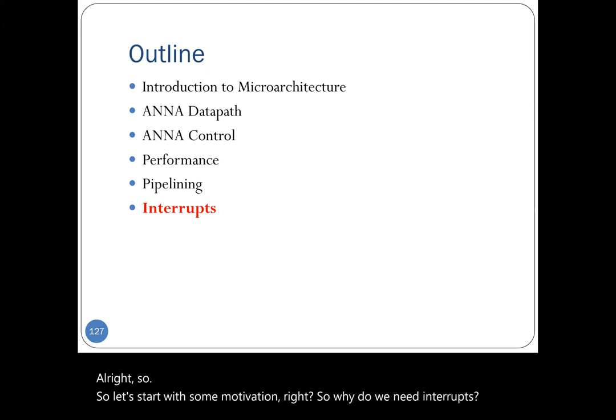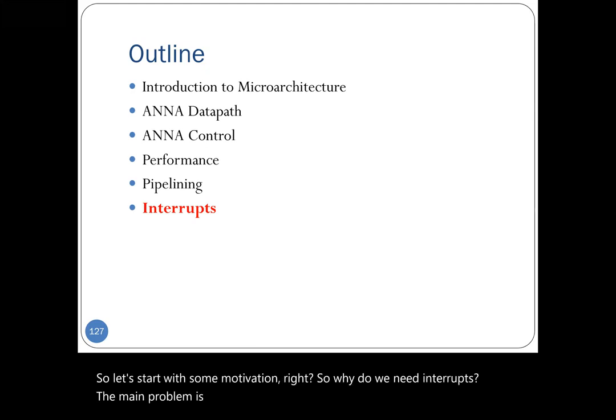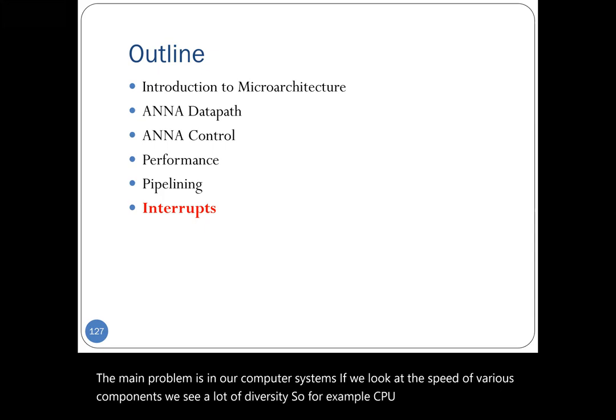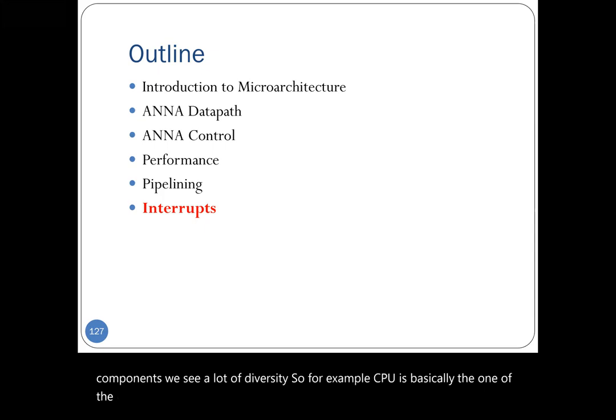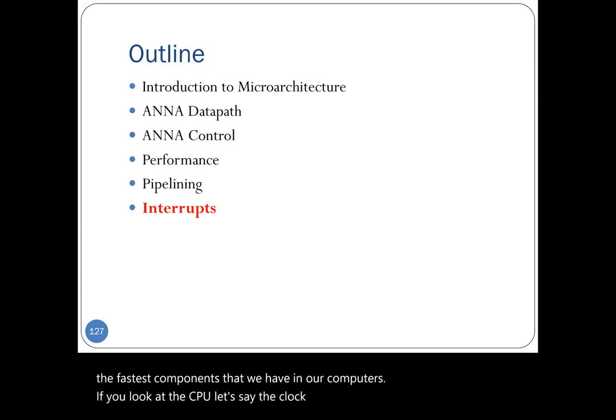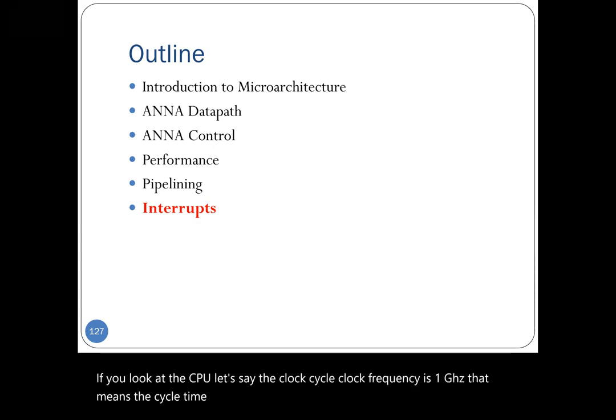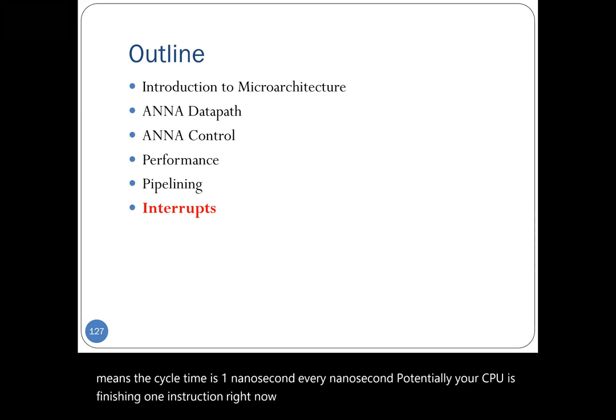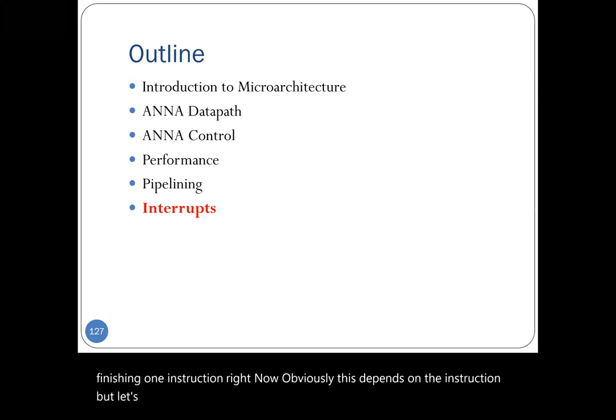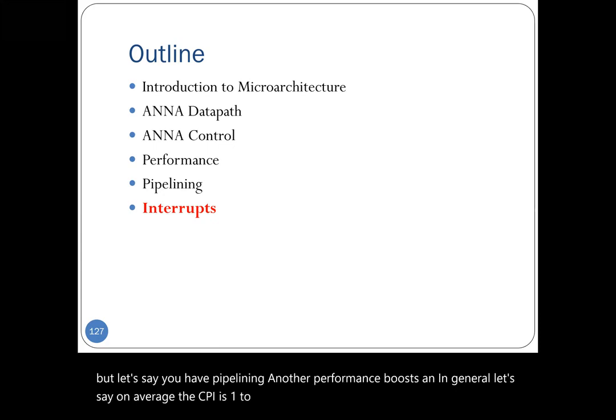The main problem is, in our computer systems, if we look at the speed of various components, we see a lot of diversity. So for example, the CPU is basically one of the fastest components that we have in our computers. Let's say the clock frequency is 1 gigahertz. That means the cycle time is 1 nanosecond. Every nanosecond, potentially your CPU is finishing one instruction. Obviously, this depends on the instruction, but with pipelining and other performance boosts, let's say on average the CPI is 1 to 2 or something like that. So a lot of instructions would be finishing in one cycle.